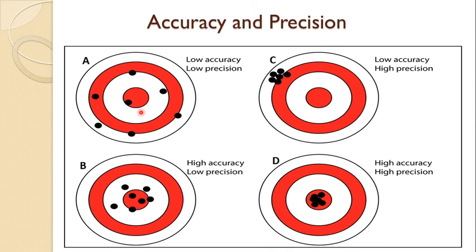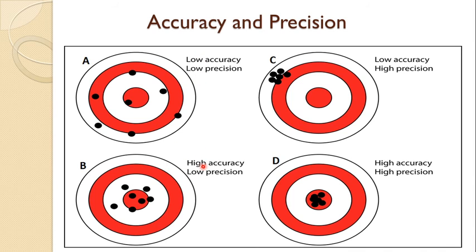Why? Accuracy is related to the closeness towards the correct value, and our correct value is in the central circle. But here only one black spot is there, and the others are scattered around it. So here is low accuracy. Second, low precision. Why is it low precision? Because precision is related to reproducibility, but here we cannot see the reproducibility. That's why we see low precision.